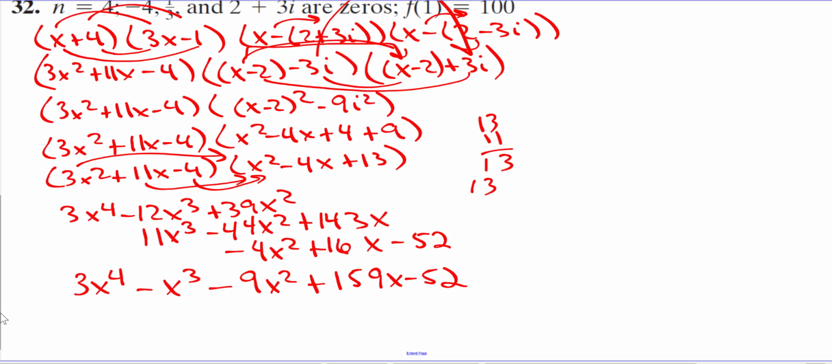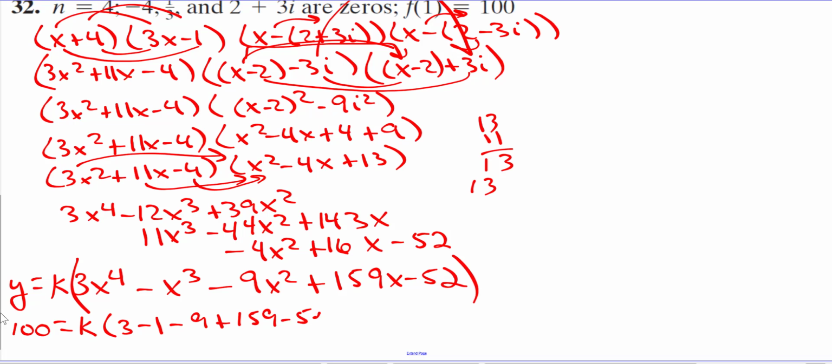However, we need f of 1 to be 100. So y is equal to some constant times all of this. So we want this to be 100 when we plug 1 in. So k times 3 minus 1 minus 9 plus 159 minus 52. So let's see. 100 equals k times 2 minus 9 is negative 7, 152, 152 minus 52 is 100. So k is equal to 1. So we don't need that k at all. It happens to be 1.